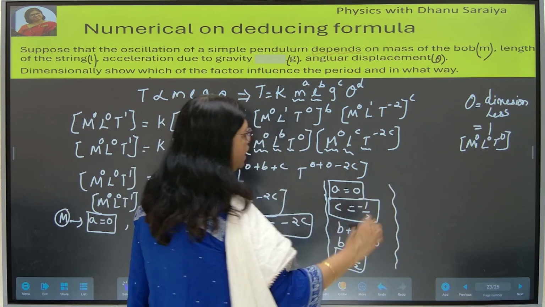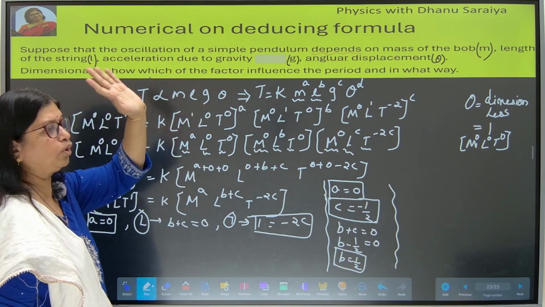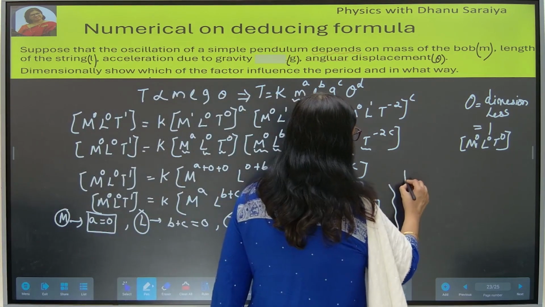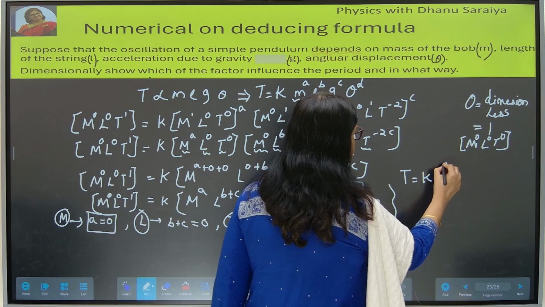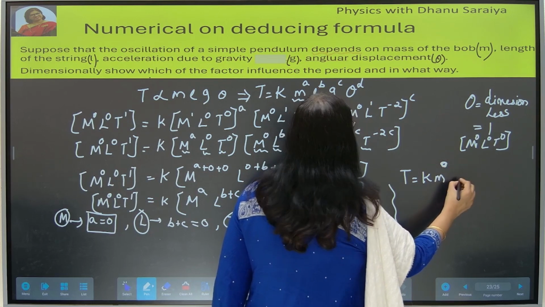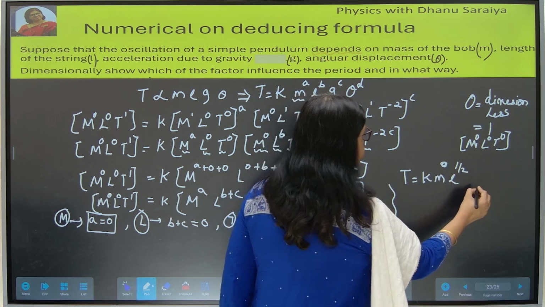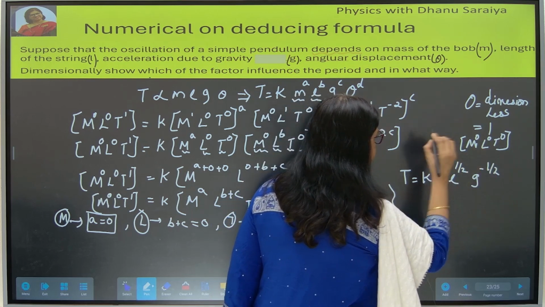Then I substitute these quantities here to get my formula for T. So what is my formula for T? T is equal to K, M raised to A. What was A? 0. So I write 0. L raised to B. What was B? Half. So I write half. G raised to C. That is minus half. So I write minus half.